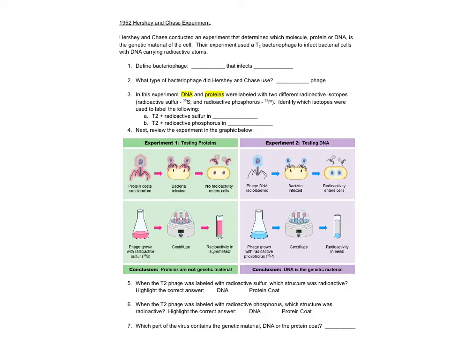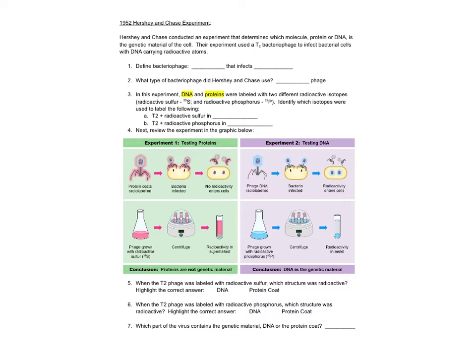Now we can talk about Hershey and Chase's experiment that was conducted in 1952. Hershey and Chase conducted an experiment that determined which molecule, protein or DNA, is the genetic material of the cell. Their experiment used a T2 bacteriophage to infect bacterial cells with DNA carrying radioactive atoms.